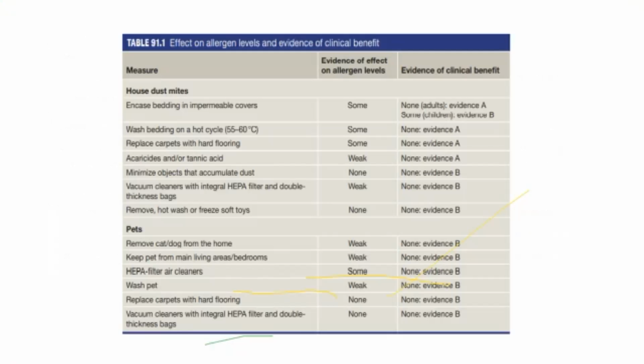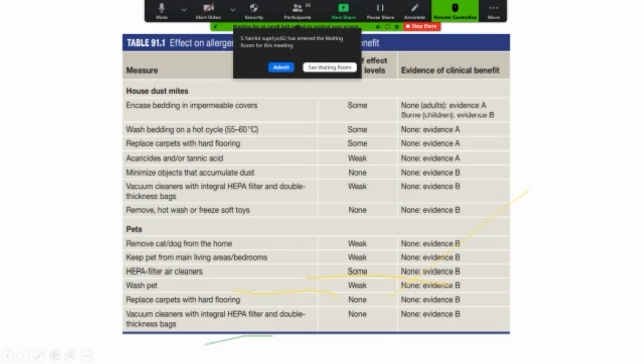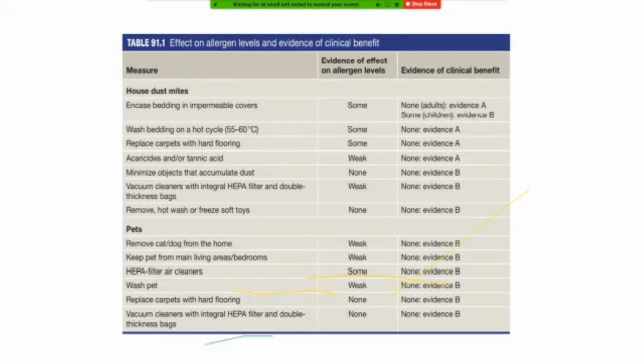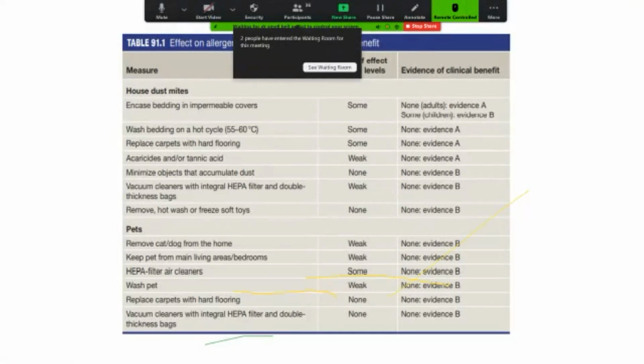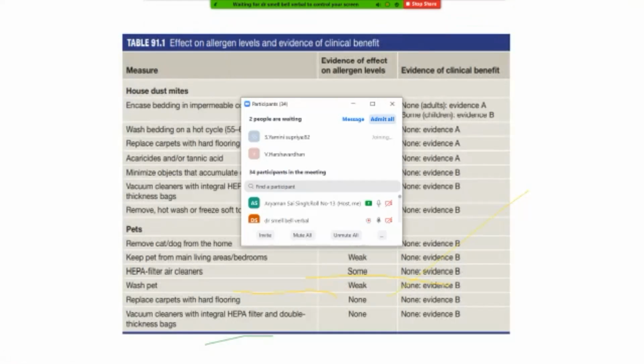Table 91.1 shows the effect on small allergen levels, and the evidence is not of much importance for us, but it is very important to keep in mind this house adjustment: encasing the bedding, and washing the bedding at 60 degrees is important. Replace the carpets, acaricides and tannic acid. So you have to keep in mind all these things.